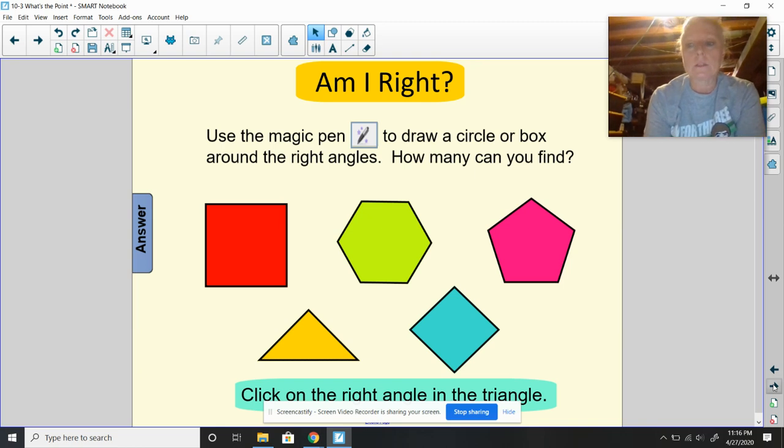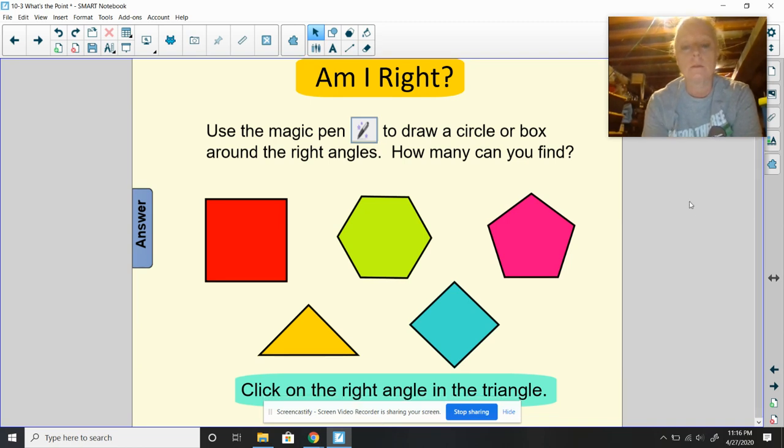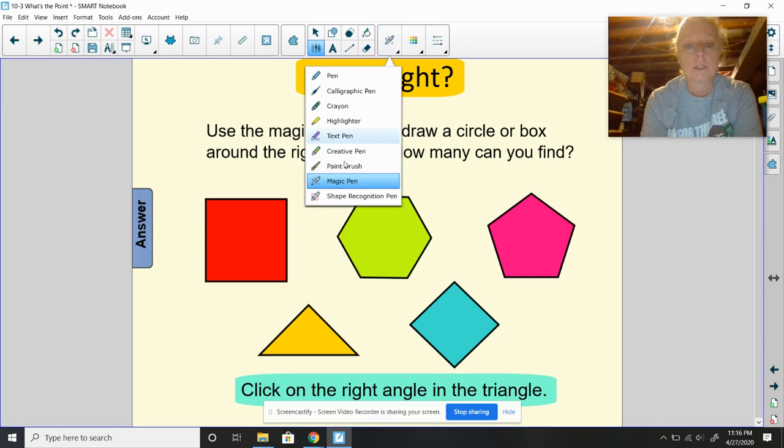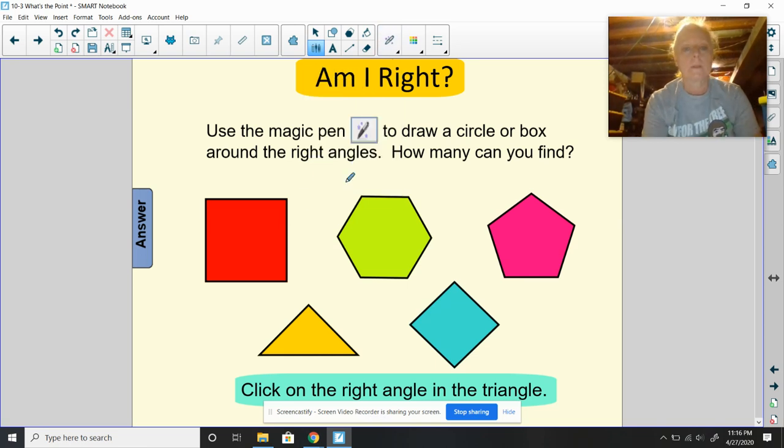All right, let's take a look at this one. I'm going to use the magic pen here to draw a circle or box around the right angles. How many right angles can we find? Okay, so let's go back to my magic pen. Okay, so how many right angles can I find?